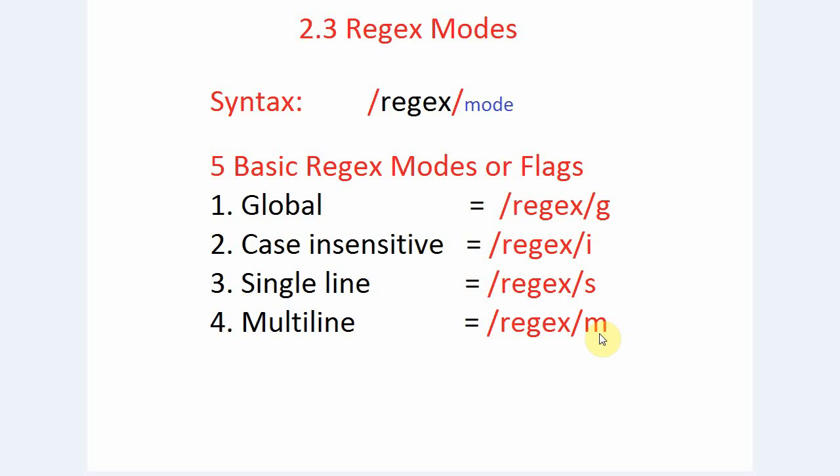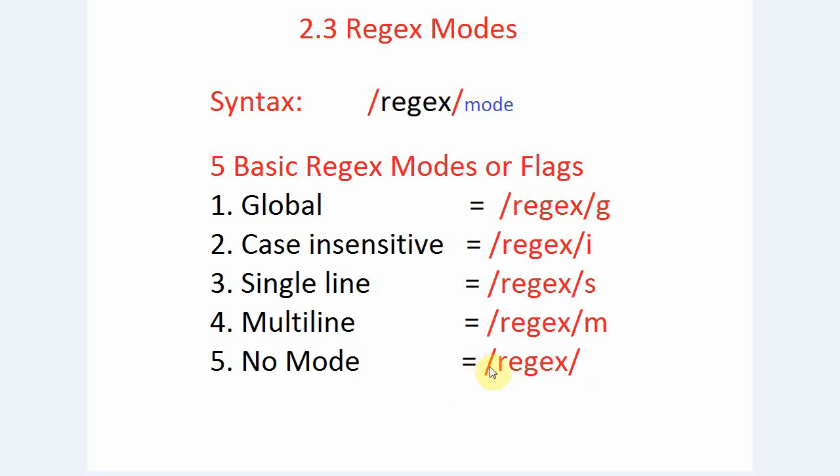Now, what will be the impact of this? We are going to discuss it later because we have not studied metacharacters. So for the time being, you just get this idea. Single line means treating your test string as a single line, and multi-line means your string is treated as consisting of multiple lines.